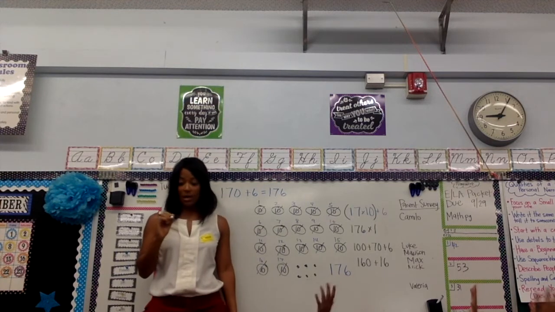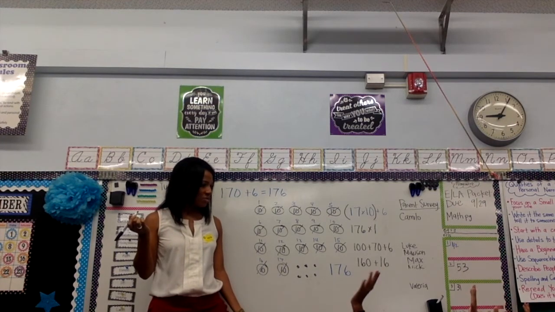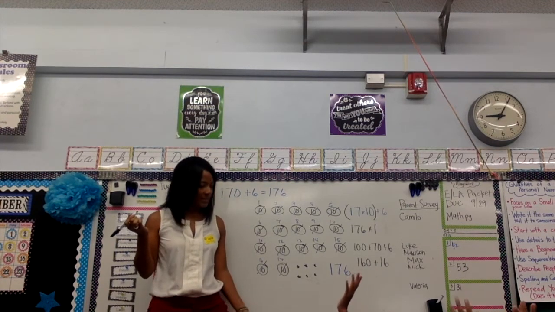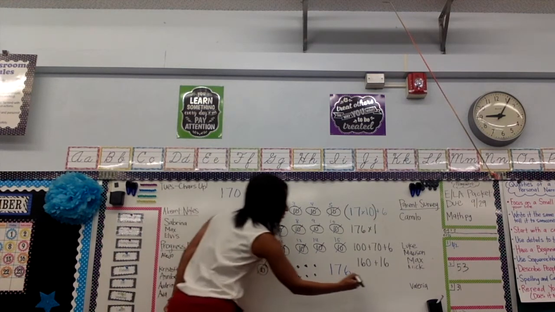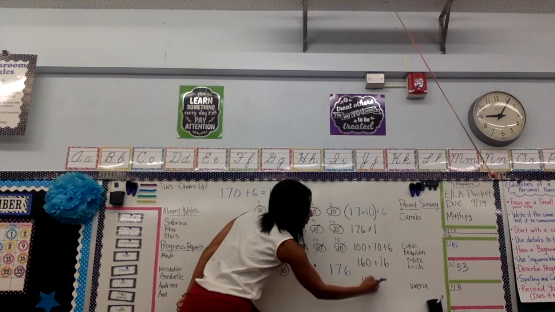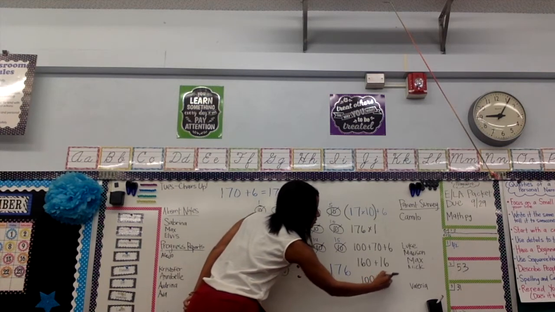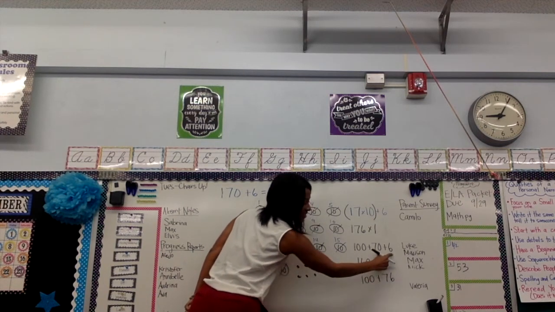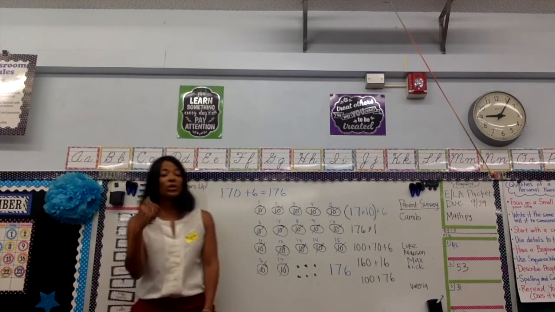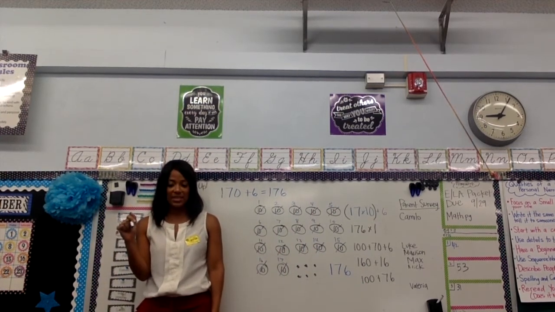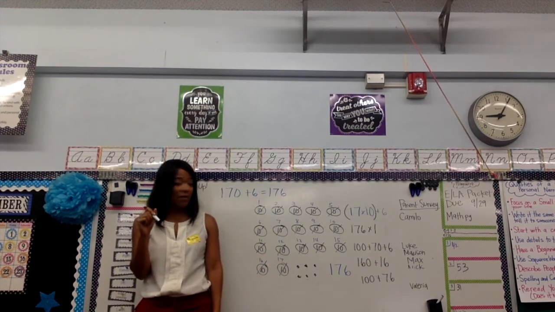Okay. One more. Who did I talk to yesterday? Okay, Isabella, go ahead. I put 76 equals 176. Good. So you just combine the tens and the ones right away. Nice. So we're going to talk about some other ways we can represent this.